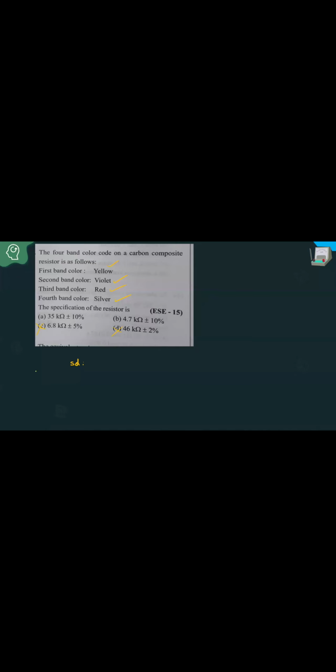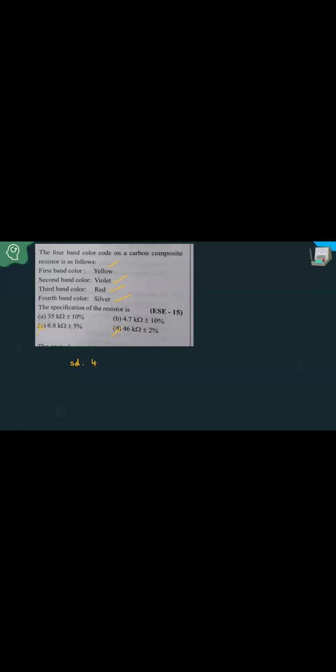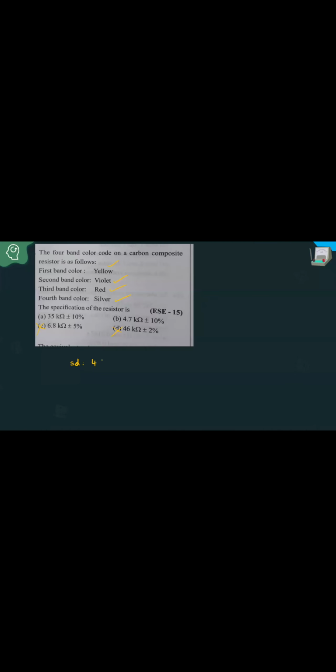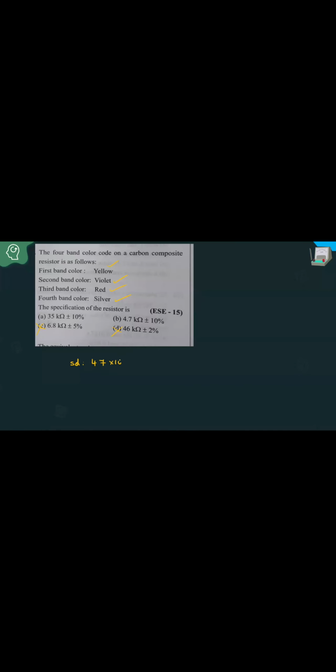Yellow is the first band. What is the value of yellow? 4. Next, violet. What is the value of violet? 7. Next, third band color is red. What is the red multiplier? 10 square. Plus or minus 10%. That is 4.7 kilo ohms plus or minus 10%. Which option is correct? Option B is the right answer. Very good. Any doubt, sir?